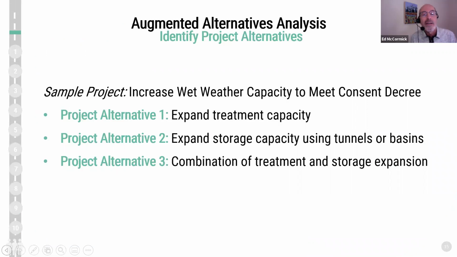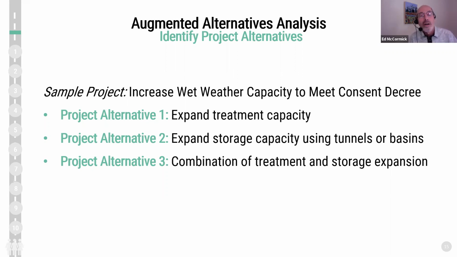So up front, identifying project alternatives. This is just an example to give you a sense for what I'm talking about. Let's say you've got a project where you need to increase your wet weather capacity to meet your consent decree, and just a hypothetical 3 project alternatives. You could have more, you could have just 2 alternatives. 3 seems to be a number that a lot of utilities land on after winnowing down many more alternatives.